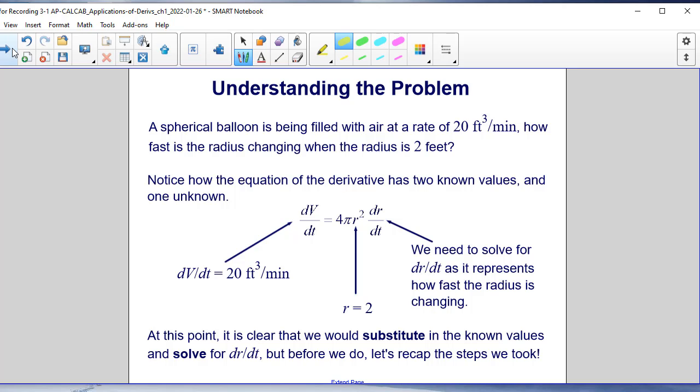Now, notice that the equation of the derivative has two known values and one unknown. We know that dV/dt is equal to 20 cubic feet per minute. We know that r is 2. What we need to find is dr/dt. That's what we need to solve for. So at this point, it's clear that we would substitute the known values and solve for dr/dt. But before we do, let's recap the different steps that we took.